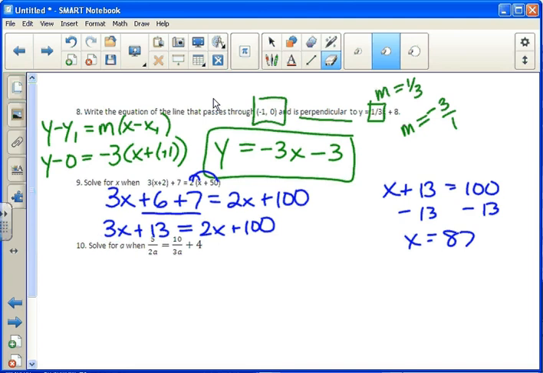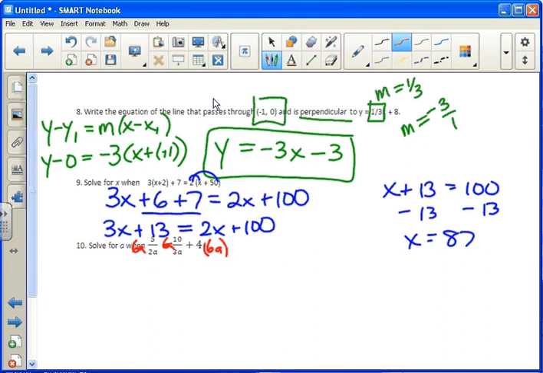On number 10, it says solve for a. Now, to do this, when we have fractions, we have to multiply by the common denominator. Or you could also say the least common multiple of the denominators. So we have a 2a and we have a 3a. So the least common multiple is going to be 6a. So I'm going to multiply everything, all three pieces in this case, by 6a.